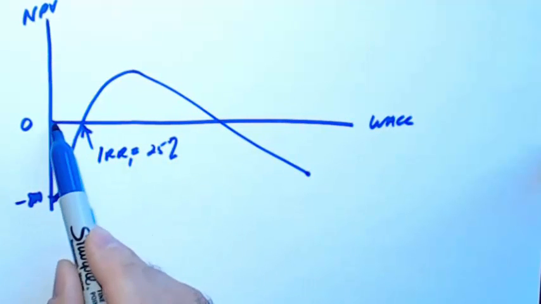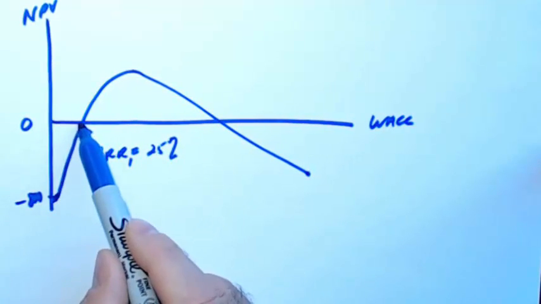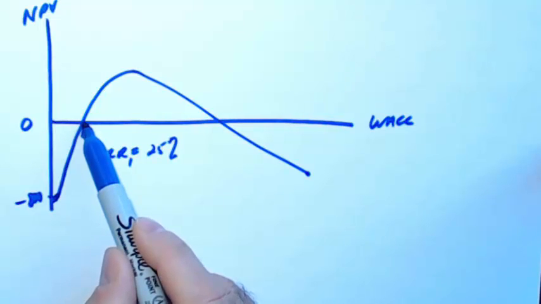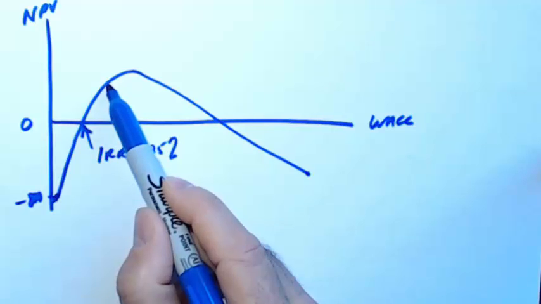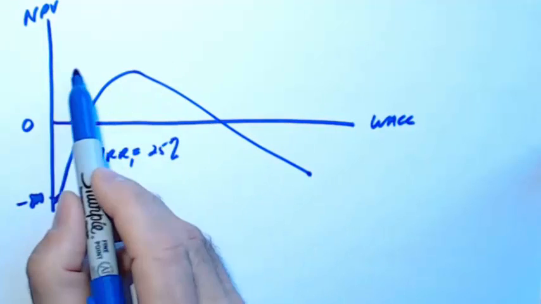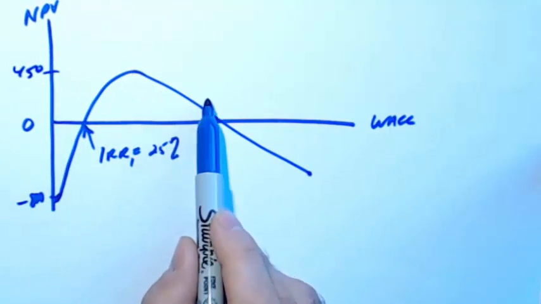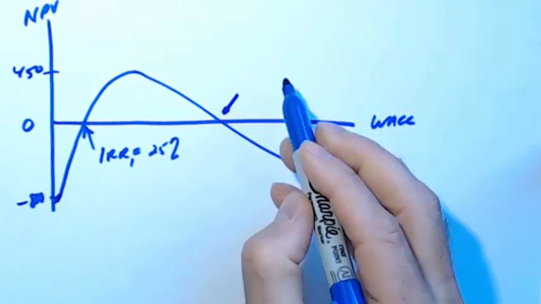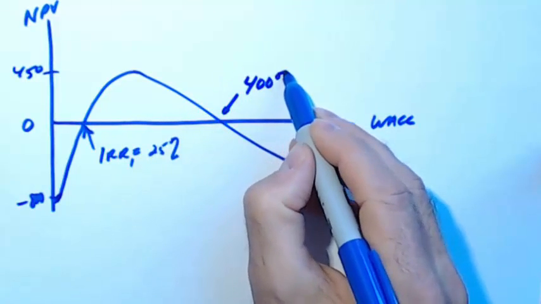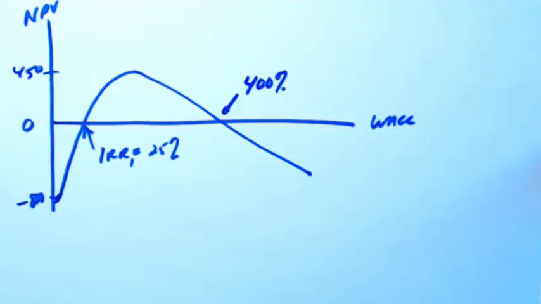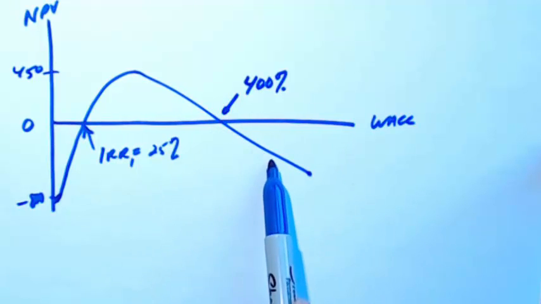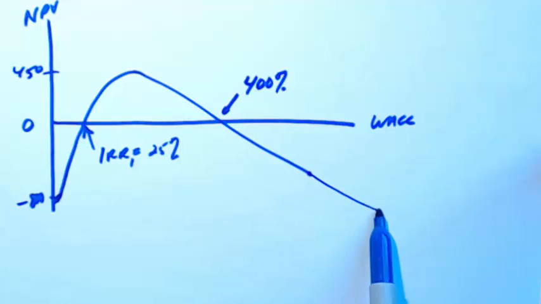As the weighted average cost of capital goes up, your discount rate goes up. You'll get to a point where you have a net present value of 0. Then the net present value goes positive, positive, positive, and it'll go up to somewhere around $450,000. Come down, and it'll go 0 again at the 400% level. And then the net present value goes negative and stays negative. And so the question is, which is the right internal rate of return? It can be confusing in a lot of projects. So you need to be aware of this particular problem.